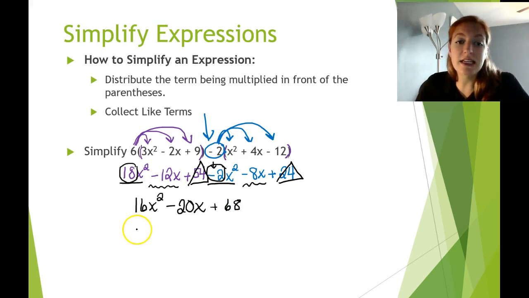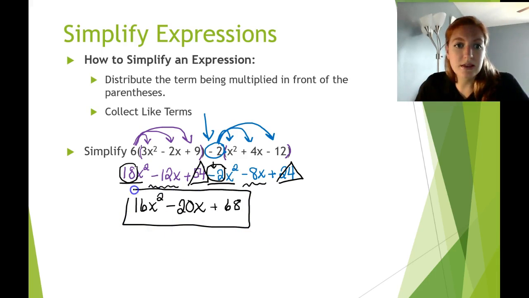Okay, now let's double check that we've added together all of our like terms. We've got an x squared, we've got an x, and we've got a constant or a number by itself. None of these are like terms because they don't have the same exponent. Okay, so that would be how to simplify an expression. So good luck and keep working on it.